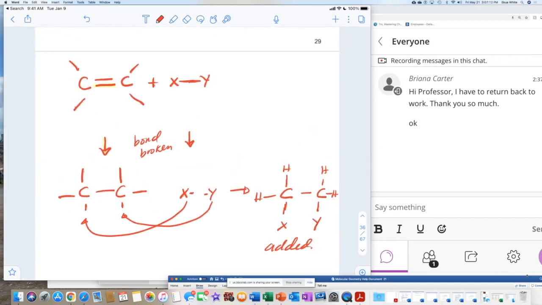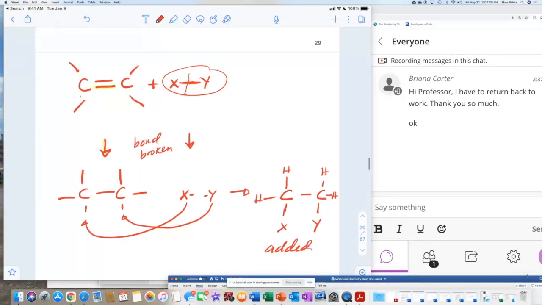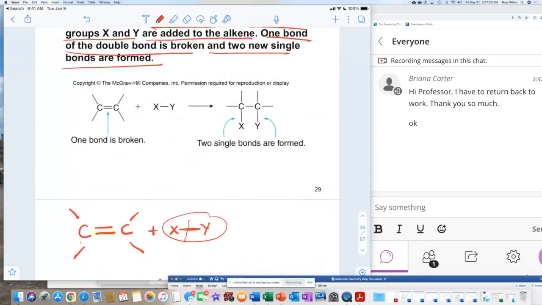They kind of just added, kind of like having 2 new employees. They were somehow together, broke this bond, and then they joined this. Okay? So that's what they're showing you right here. These 2 atoms, X and Y, join the carbon-carbon double bond. Or, well, now it's now a single bond. The X and Y joined the carbons. Okay?